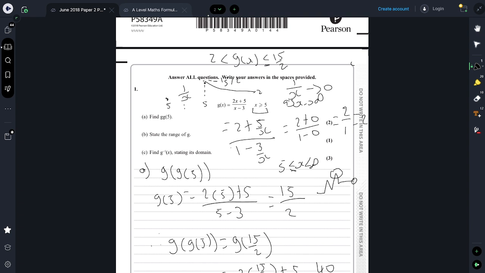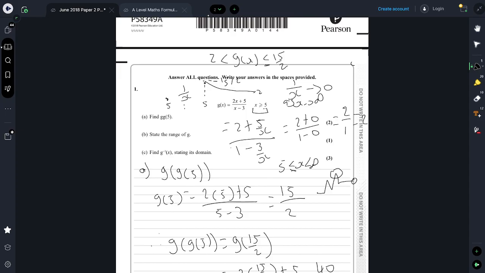But here we explicitly obtain 15 over 2 by substituting g of 5 into the function, because x can be equal to 5 here. I just wanted to start off with explaining that more clearly, but hopefully now you understand that.